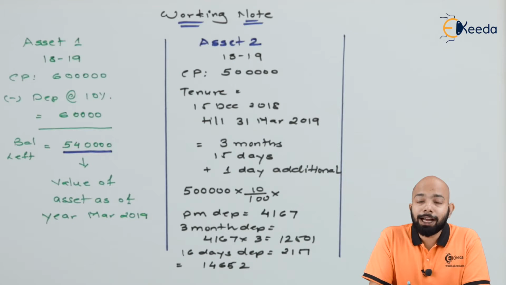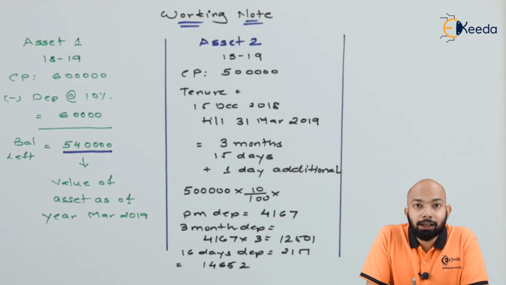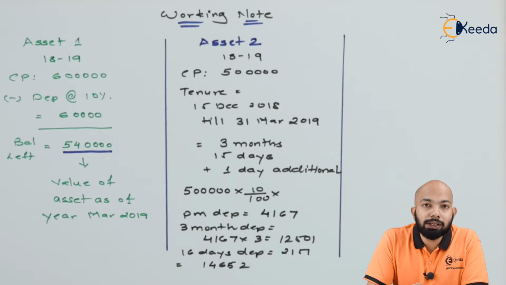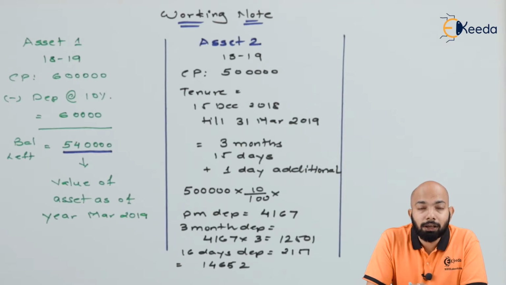So we have prepared the calculation for asset number 2. Now this is really tricky. The cost price of this specific asset was 5 lakh rupees, and 10% depreciation has to be provided on this. As we have already mentioned, tenure is really important here. This asset was purchased on 15th of December 2018, so from 15th of December 2018 until 31st March 2019, this asset was used. We have to calculate depreciation only for these many days. From January until March 2019, we have 3 whole months, but for December, we have only 16 days of usage. So we have used this asset for 3 months and 16 days.